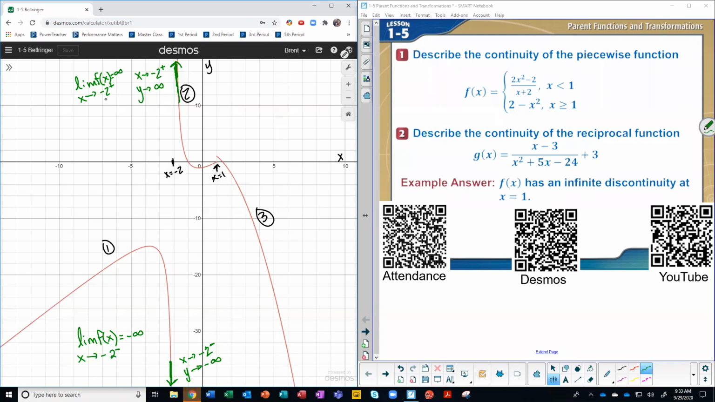Okay, now let's talk about the type. There are 3 types of discontinuities. A graph can have infinite discontinuity.